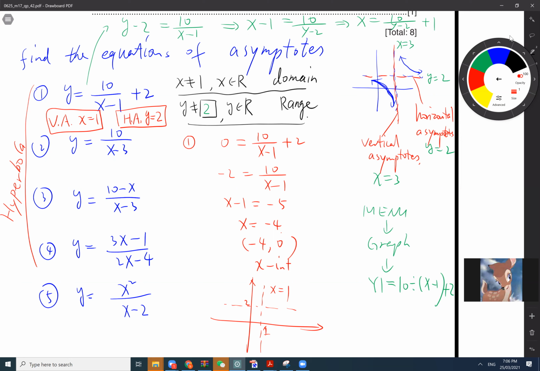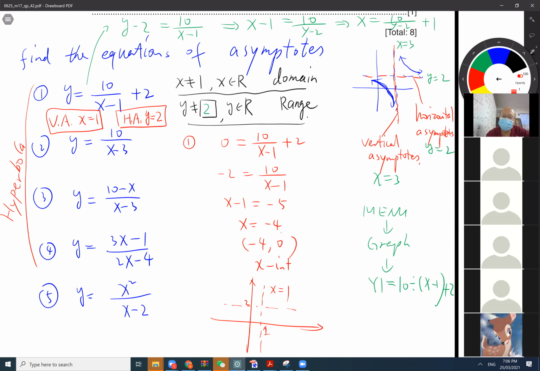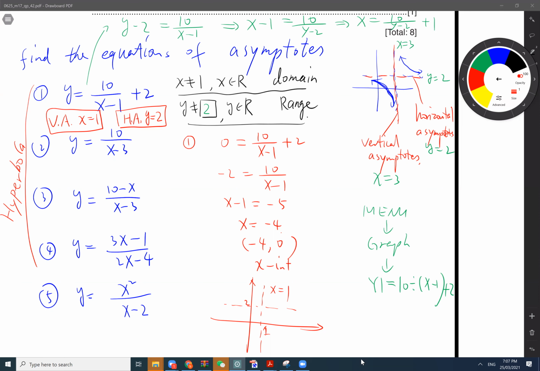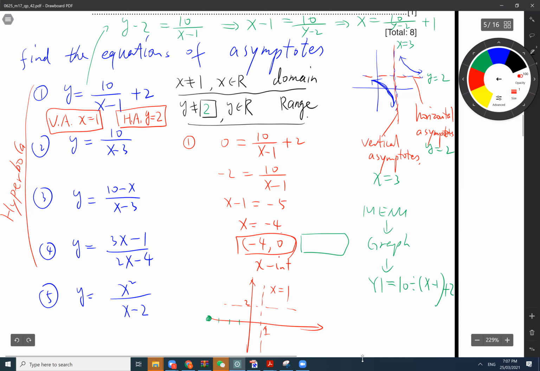Okay. And we know the x-intercept. Of course, we try to work it out without calculator. The x-intercept is -4, 0. It's here. What's the y-intercept? Ellie, how do we calculate the y-intercept?